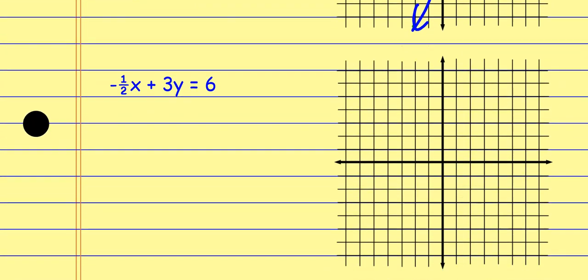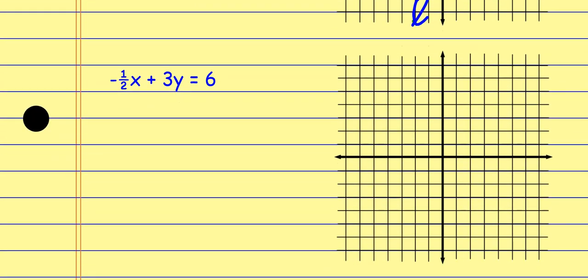If I look at something like this guy, once again, plug a 0 in for y to find x, plug a 0 in for x to find y. So if I plug a 0 in for y, I'd be left with negative 1/2 x equals 6. And now to solve this thing, some students will say, oh, divide by negative 1/2. Ugh, gross. I don't like dividing by fractions. I'd prefer to get rid of fractions by multiplying.